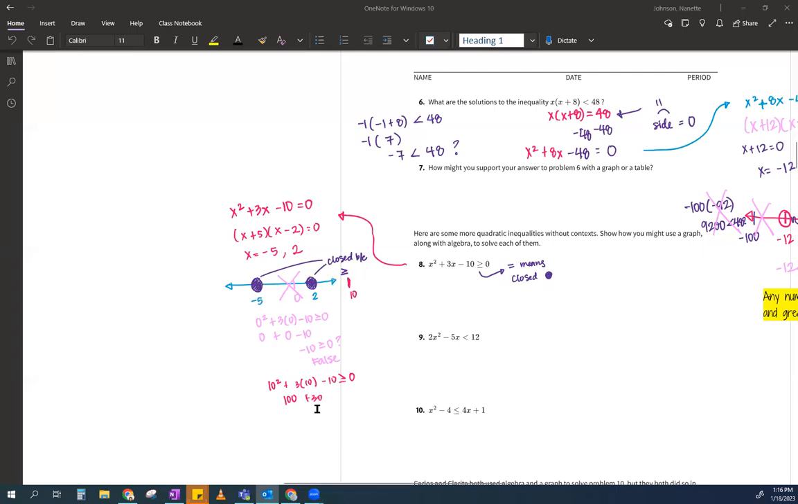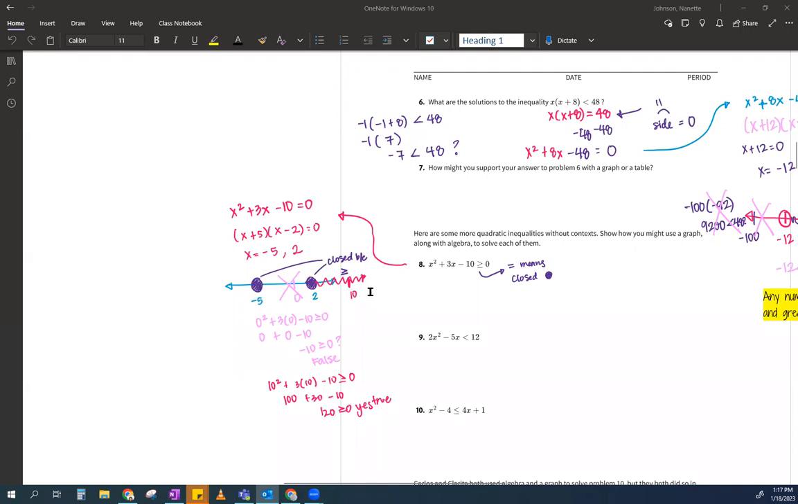Let me let my computer catch up here. So I plugged it into here, right? And then I'm simplifying. And then I go like this: 100 plus 30 is 130 minus 10 is 120. So is 120 greater than or equal to 0? And you're like, yes, true, whatever you want to say, right? So the fact that this is true means that 10 is a solution, tells me all the numbers on the right side are solutions. So I just do a little squiggly line like that says this is a solution.